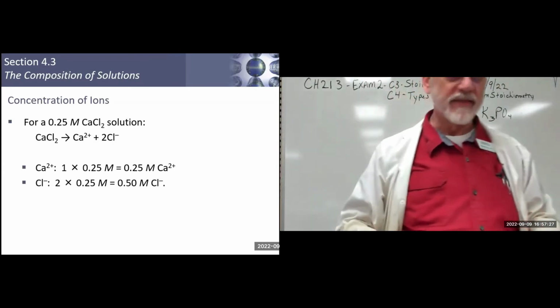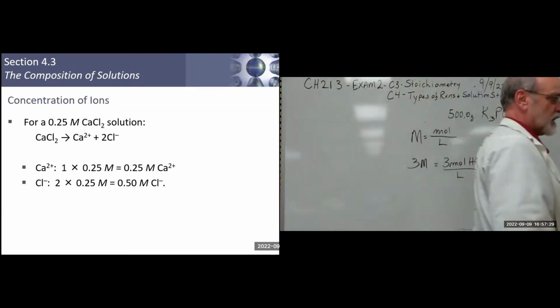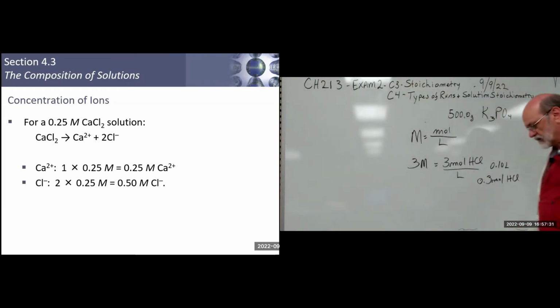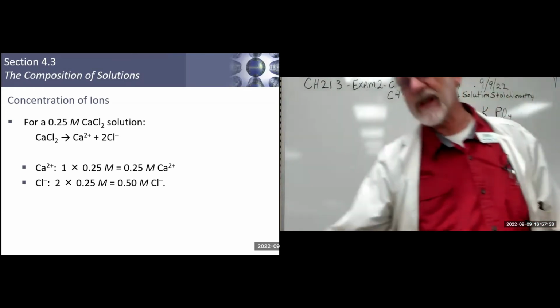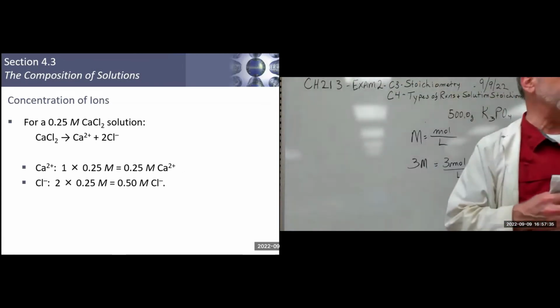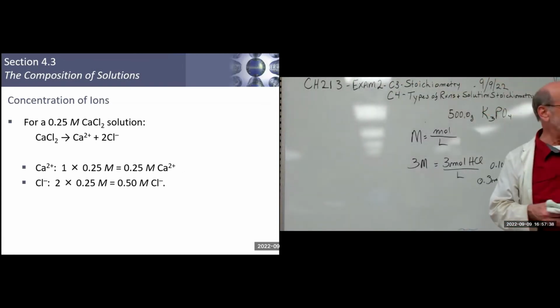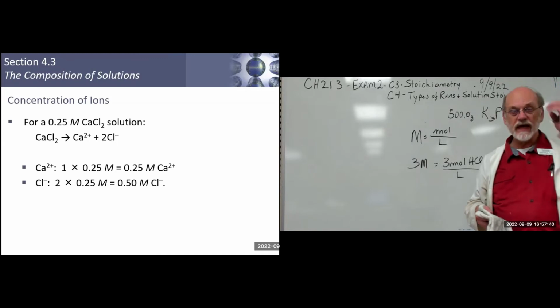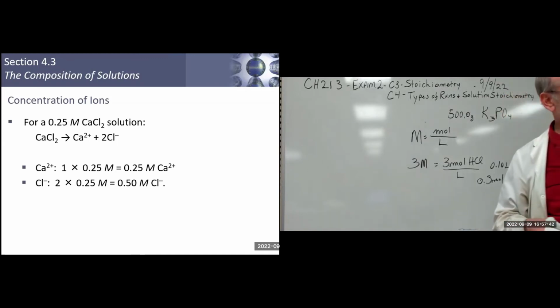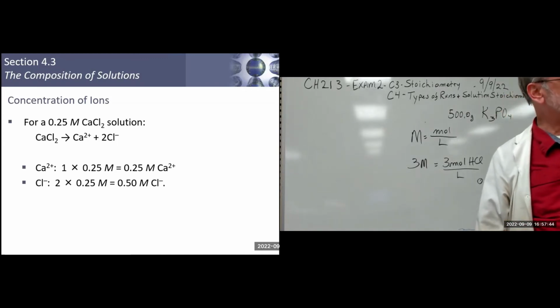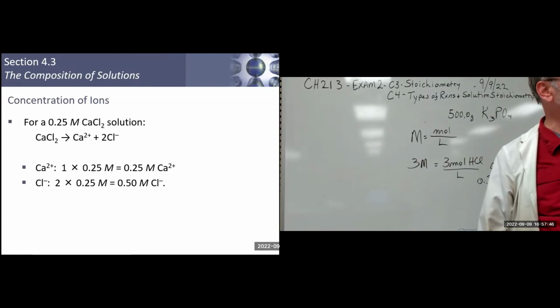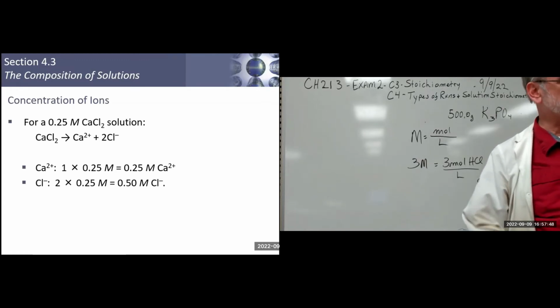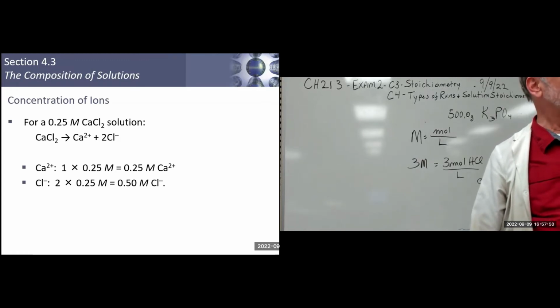Okay? That's important, particularly if you're going into the medical profession. Well, it's not as important now because everything's pre-made for you. But when they had to calculate these for themselves and produce an isotonic solution for their patients, right? You don't want to put a hypertonic or hypotonic solution in your patient's veins. It'll kill them.